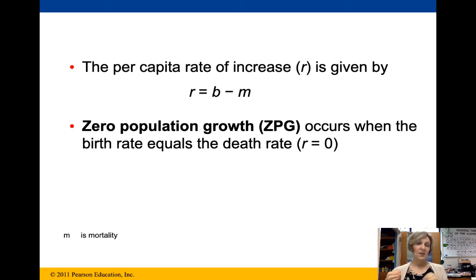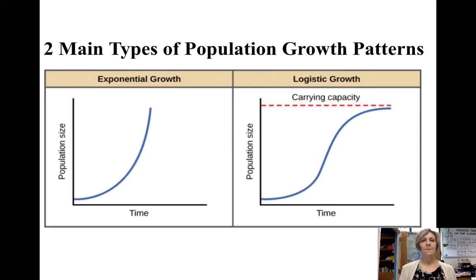When r is equal to 0, that is what we call zero population growth. That means that you're having births and deaths, but the rate of the births and the rate of the deaths is the same, right? So the rate of change is 0.